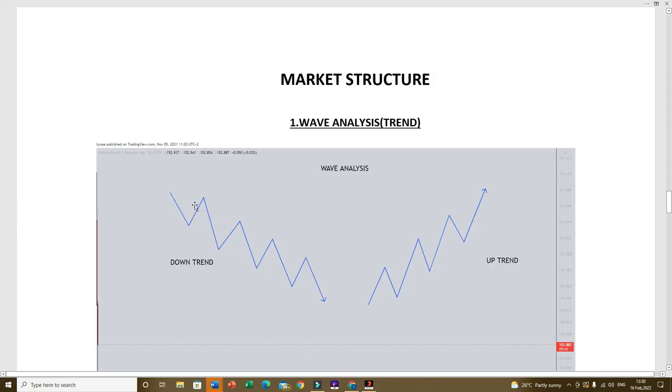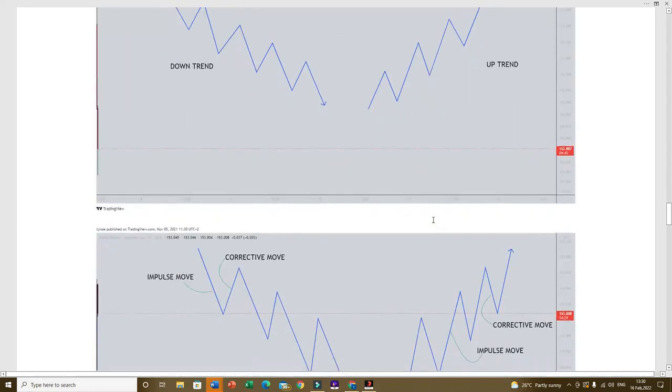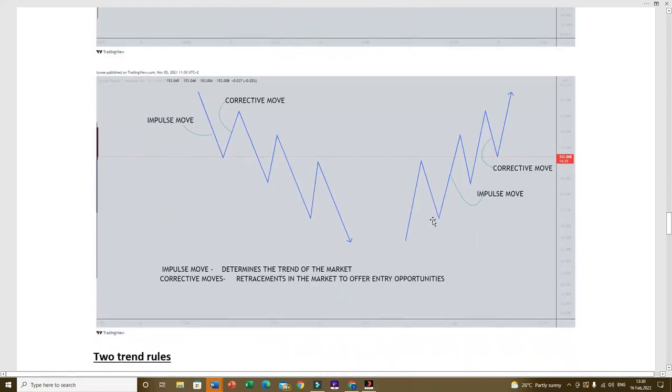For our downtrend, we'll be seeing waves that are pushing to the downside. On the uptrend, we'll be seeing waves that are pushing to the what? To the upside, right? Those are the waves that we'll be seeing in our charts. On those waves, we have what we call impulse moves, right? The big moves that determine the trend of the market are called impulse moves. If you look at this graph here, you see these bigger waves that are pushing the market downwards. That's what we call the impulse move.